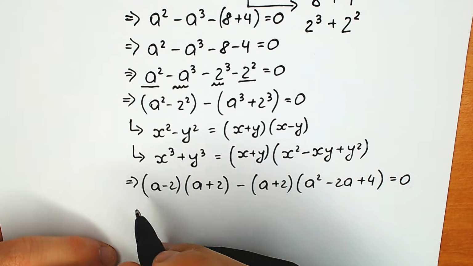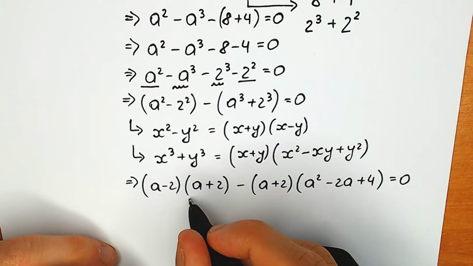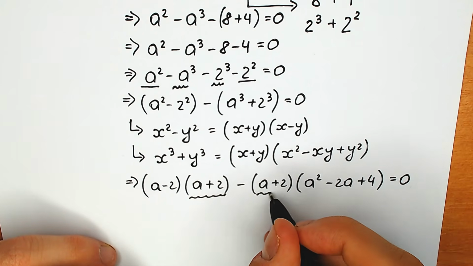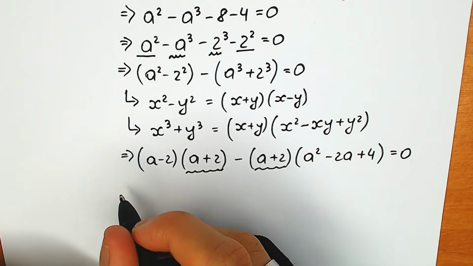Right now, let's look closely. We have a long expression, but a plus 2 right here and a plus 2 right here, so we can easily factor it out as a common factor. So let's do this right now.